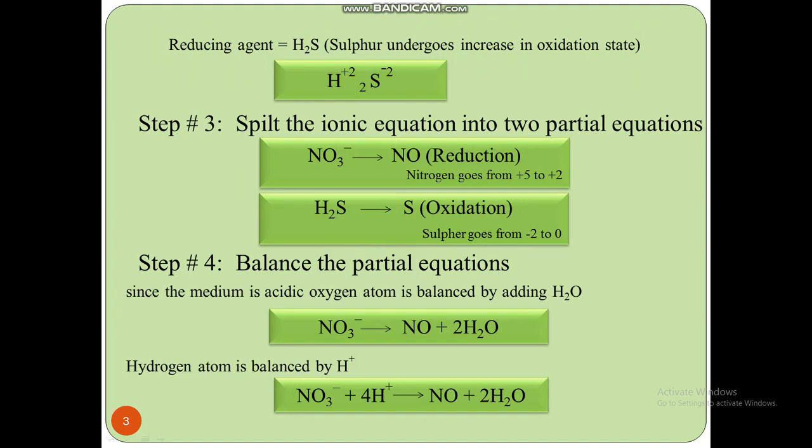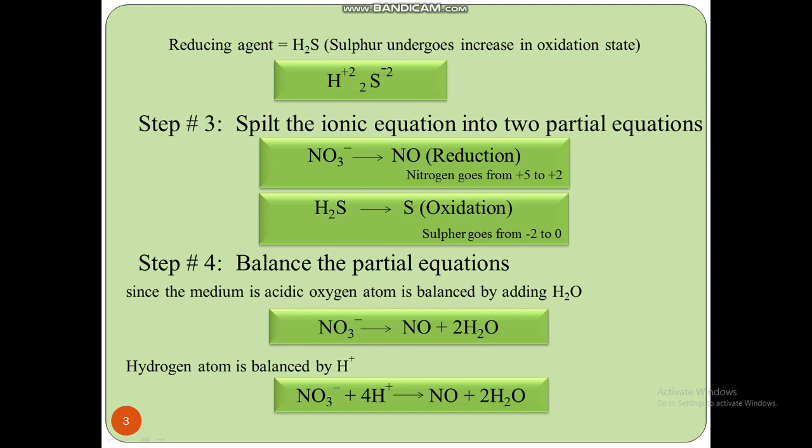In this step, we have to balance the partial equations. Since the medium is acidic, oxygen atoms are balanced by adding water molecules. In the first partial equation, there are 3 oxygen atoms on the left and 1 oxygen atom on the right. 3 minus 1 is 2, so we have to add 2 water molecules on the right.